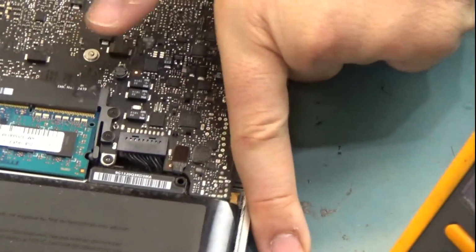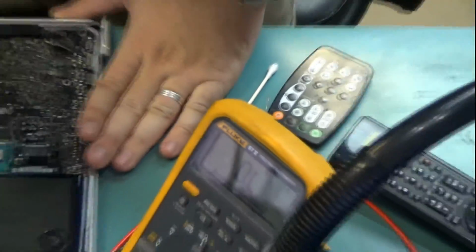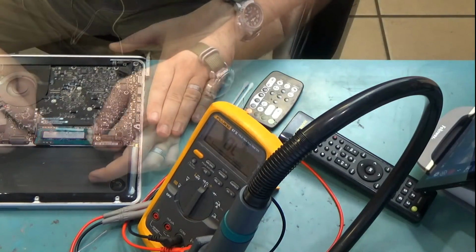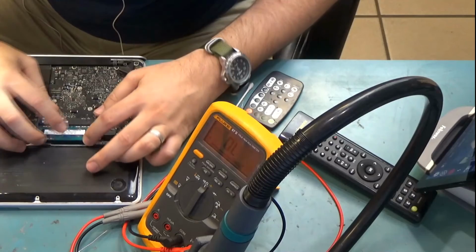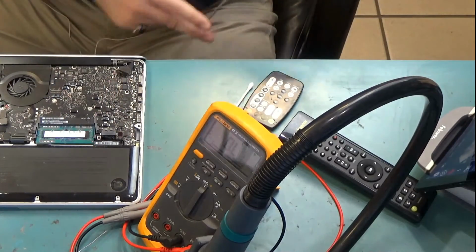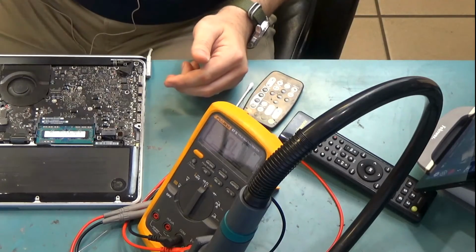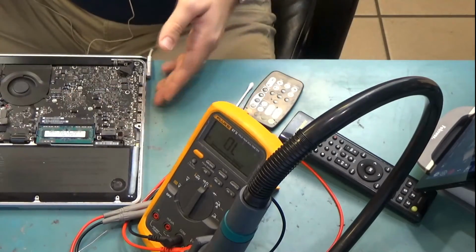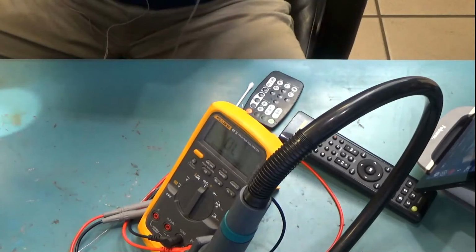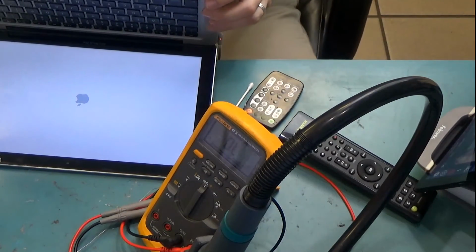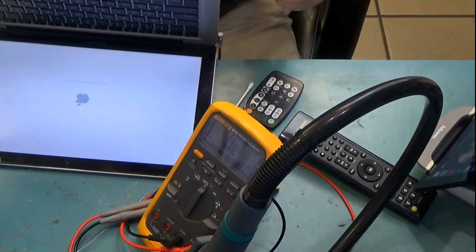And let me reseat the RAM and try this again, because I hear three beeps, which indicates that the RAM is not seated properly. The fan is spinning. And look at this. The laptop is working.